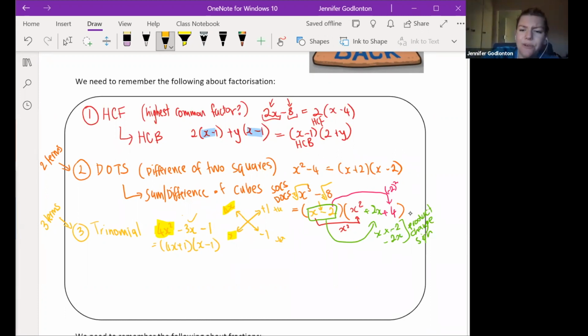Okay, cool. So that's if we have 3 terms and we've got a trinomial. If we have 4 terms, what do we do now? Now we have 4 terms. Grouping. Yes. Grouping. Okay, so let me try and think of a nice example for grouping. All right. I'm going to make it nice and easy for you.